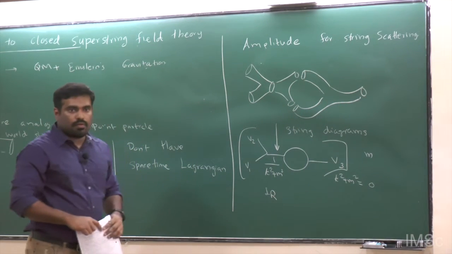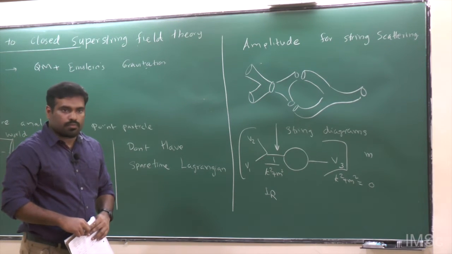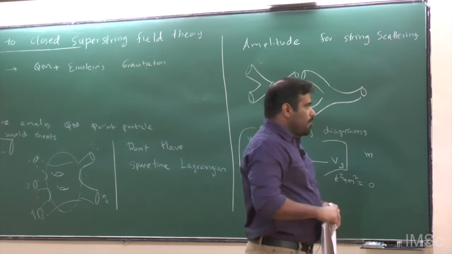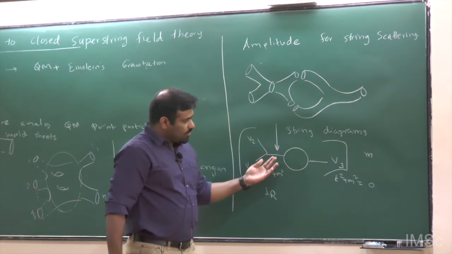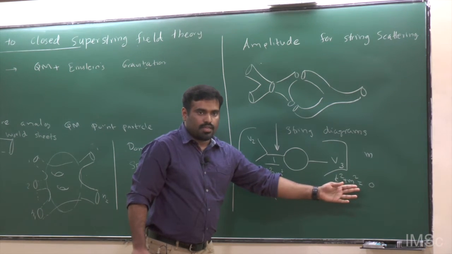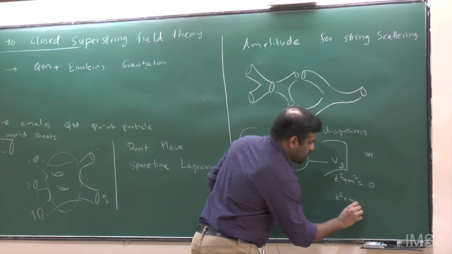This IR divergence seems to be there in field theory also. That's true. But when you do computations in quantum field theory, you never demand that k square plus m square equal to 0, right? You demand that k square plus m physical square should be equal to 0.